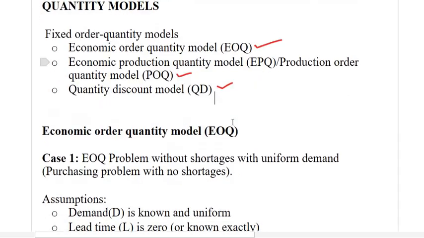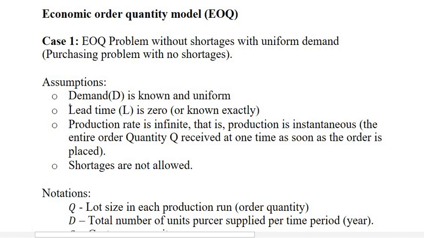First, I will explain the economic order quantity model. It is also known as a classical model in inventory control. It has several cases. The first case, I assume, is the EOQ problem without shortage with uniform demand. For this model, we need the following assumptions. First, the demand D is uniform. Whenever you are calculating for inventory control, it is for a year only. For our factory, we need to know how much raw material is needed for a certain unit time period. That's why we assume demand is known.